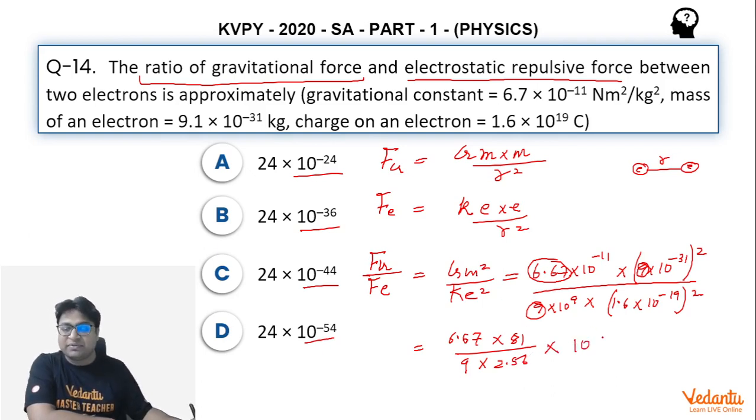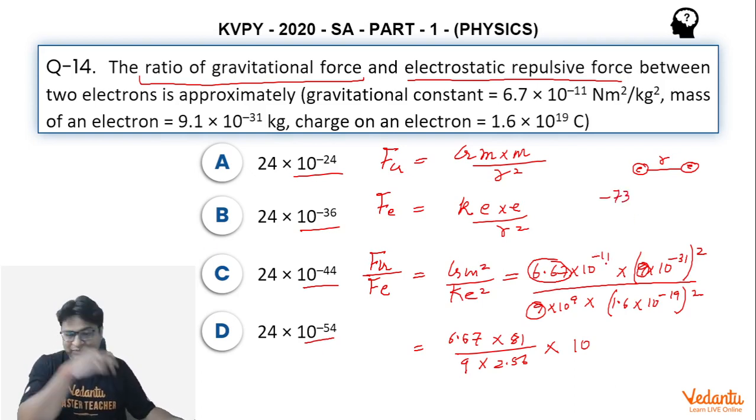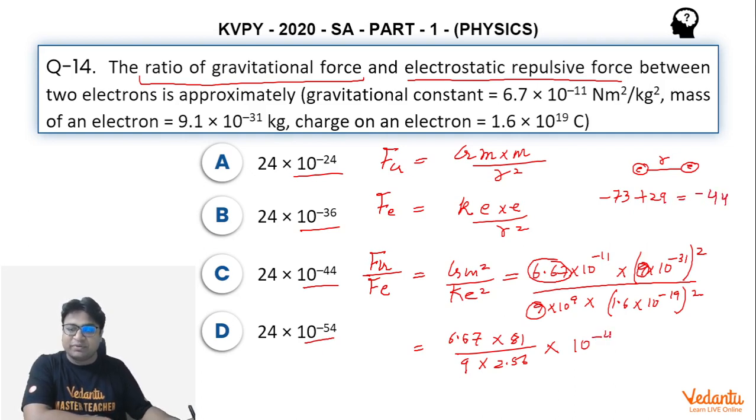So let's now adjust the power of 10. Here we have minus 11, here we have minus 62. So this becomes minus 73. Let me write it here because I think I'll lose track of the powers. So minus 11 minus 62 becomes minus 73. Then this 9 here and this minus 38, so minus 38 plus 9 will become minus 29. And since this is in the denominator and this was in the numerator, it will become plus 29. So this becomes minus 44, so 10 raised to power minus 44.